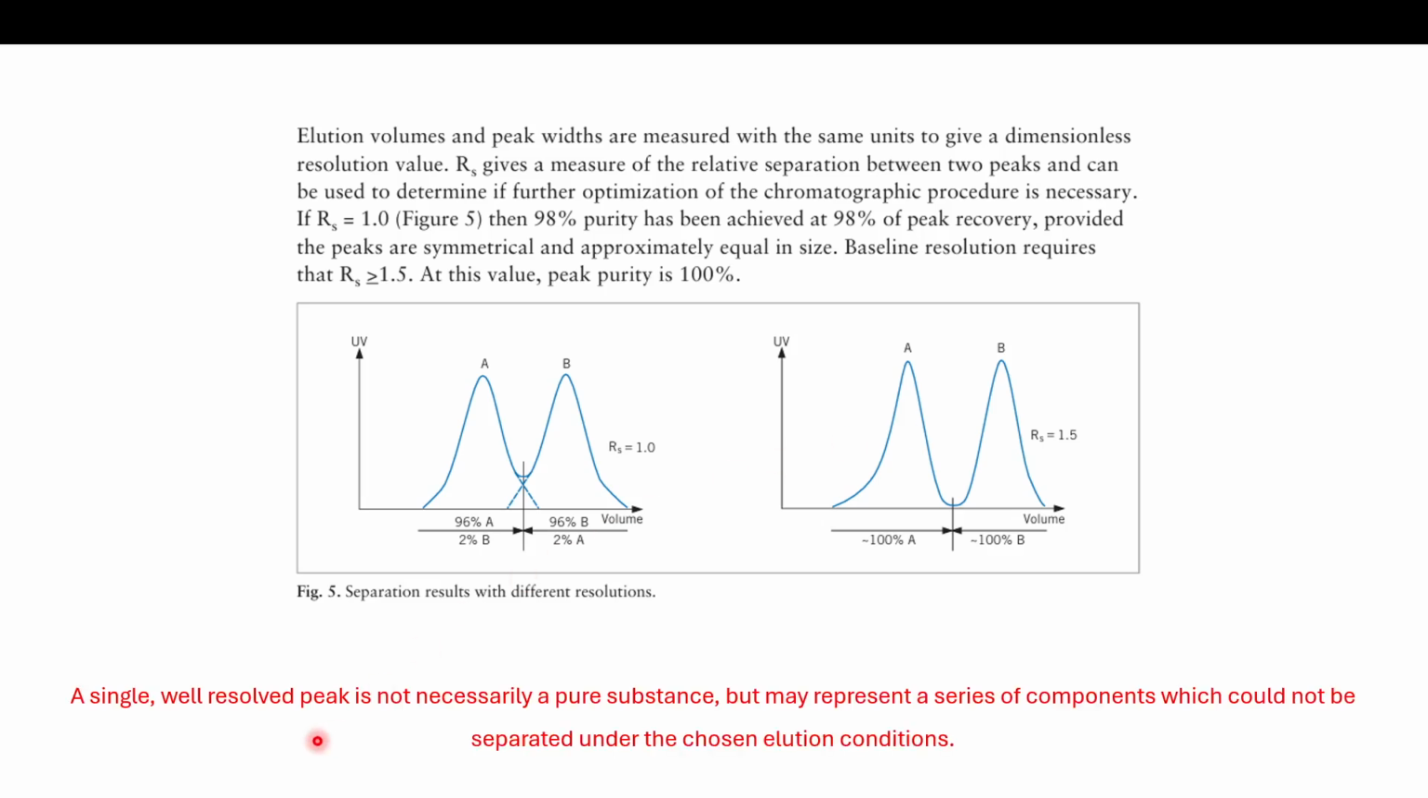But again, one thing that we should be very careful of is a single well resolved peak does not necessarily represent a pure substance. It can also have a series of components or a mixture of components which could not be separated under the given elution conditions. So just by looking at the peaks, you can have an idea, but then the samples corresponding to that particular peak, suppose peak A or peak B, have to be analyzed further via electrophoresis or via some assays or via activity assays, etc., to check whether that is actually the protein of your interest or not, or actually the complex of your interest or not.